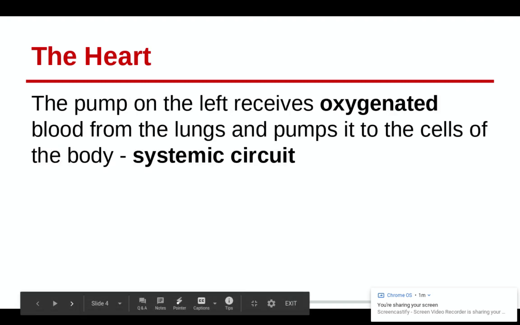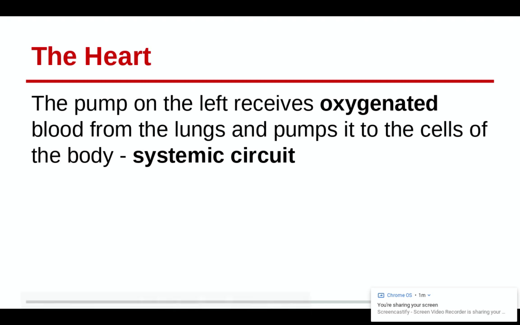The pump on the left receives oxygenated blood from the lungs and then pumps it to all of the cells of our body, and that's the systemic circuit.